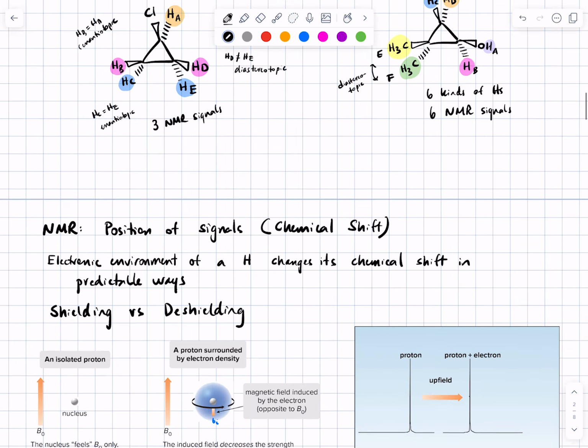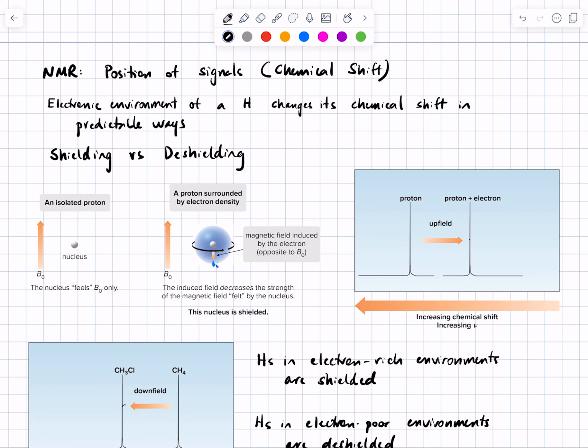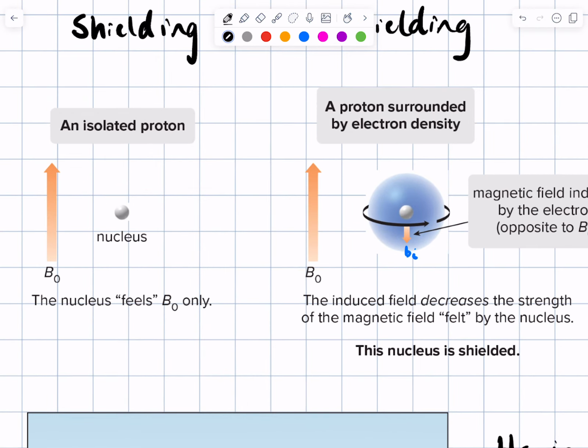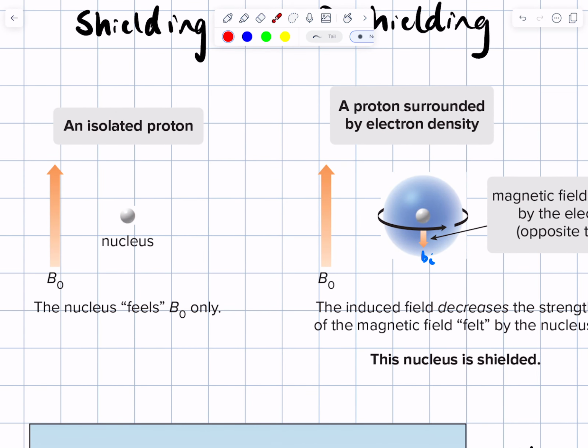Let's begin with chemical shift, or the position of a signal. The key point here is that the electronic environment of a proton changes its chemical shift in a predictable way. And the most useful concept for rationalizing how the environment of a proton relates to its chemical shift is the concept of shielding versus deshielding. The idea here is that we've talked about nuclei, such as the hydrogen nucleus or the carbon nucleus, as being magnets, and they are responsive to the external magnetic field that we apply to these molecules in the NMR spectrometer. A nucleus on its own, not surrounded by any electrons, would experience the full power of the external magnetic field. However, a nucleus surrounded by electrons will be shielded to some extent from the external magnetic field. And this has to do with physics.